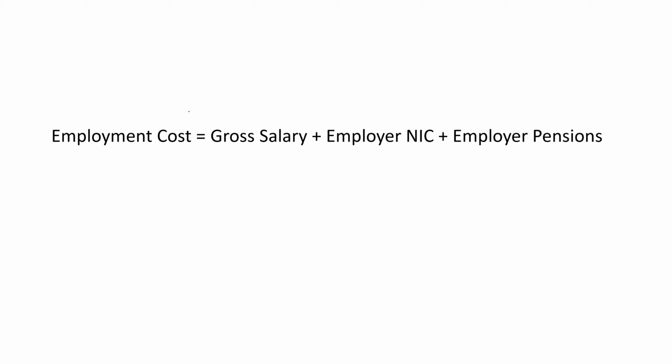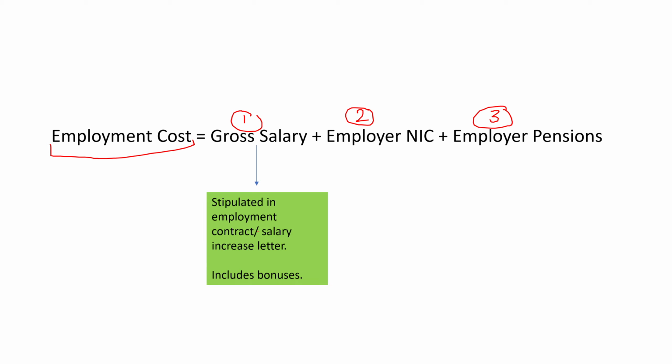The next concept that we need to understand is employment cost to a company. There are 3 types of employment costs: gross salary, employer NIC, and employer pensions. Gross salary is stipulated in the employment contract. There are 2 components of gross salary: basic salary, which you might have overtime with as well, and the bonuses element. The basic salary will be stipulated in the employment contract or in a salary increase letter, and for bonuses, the employees might get bonus letters, or it might be approved in board minutes.